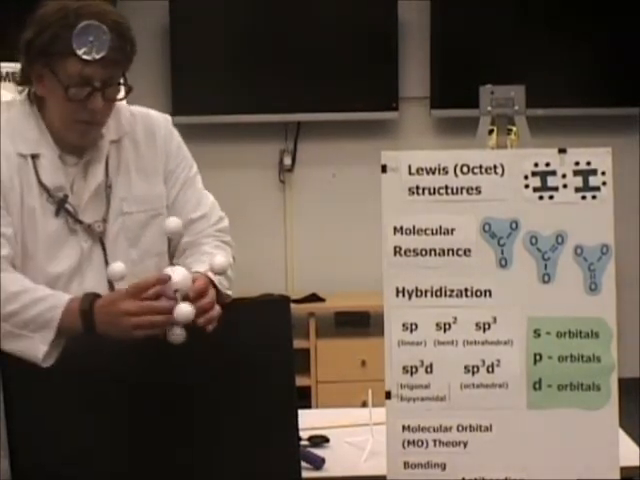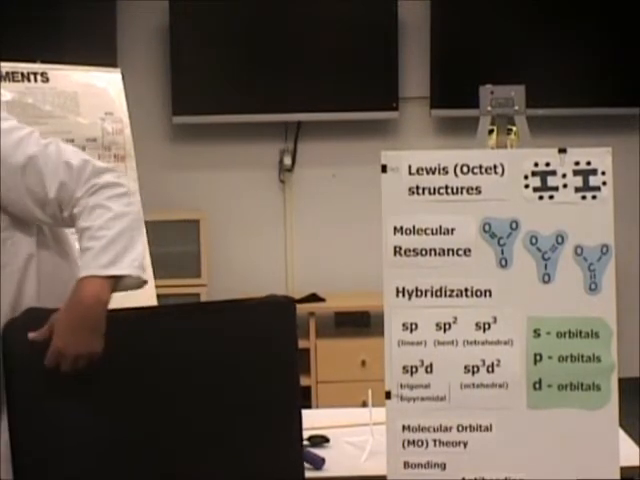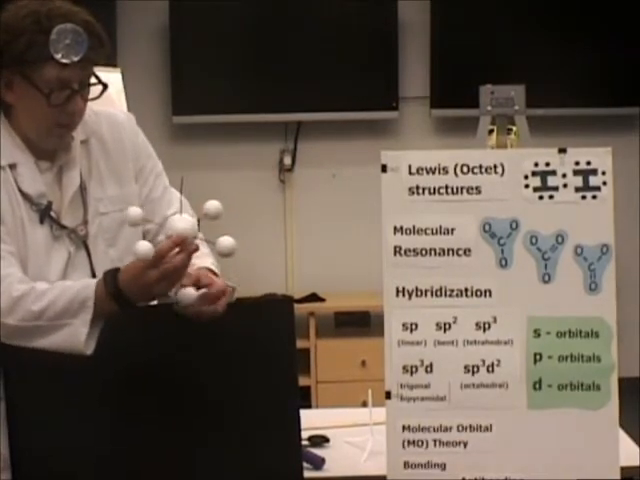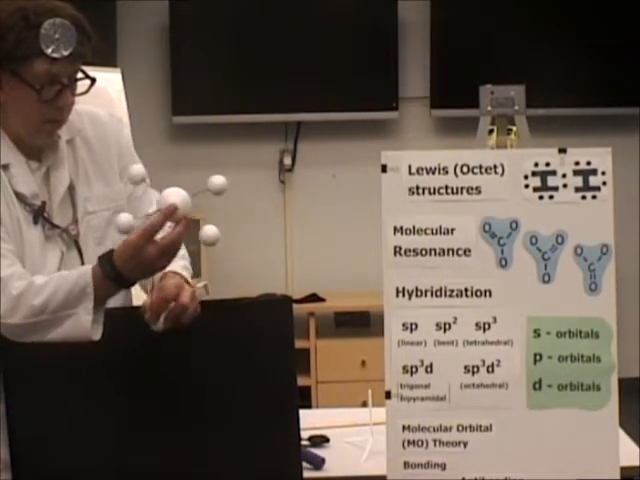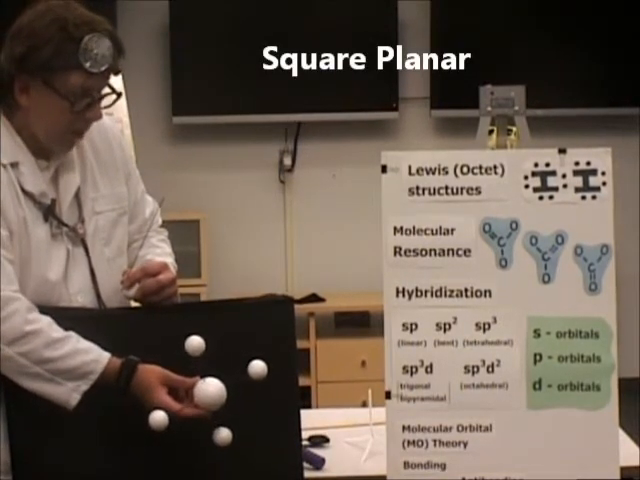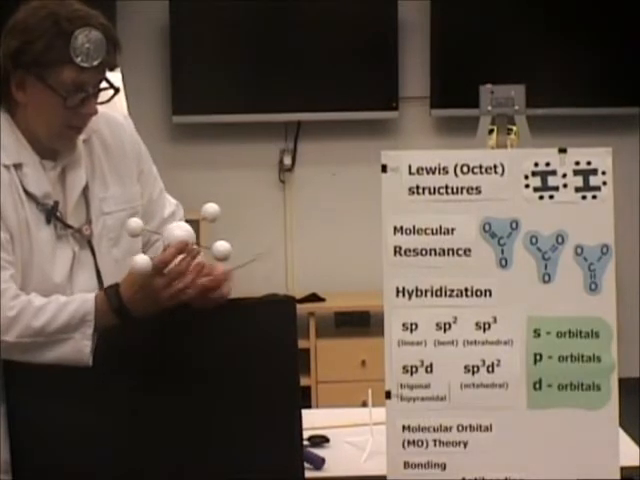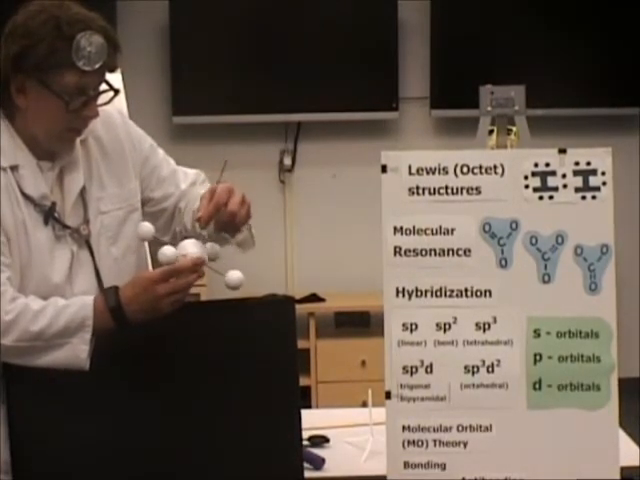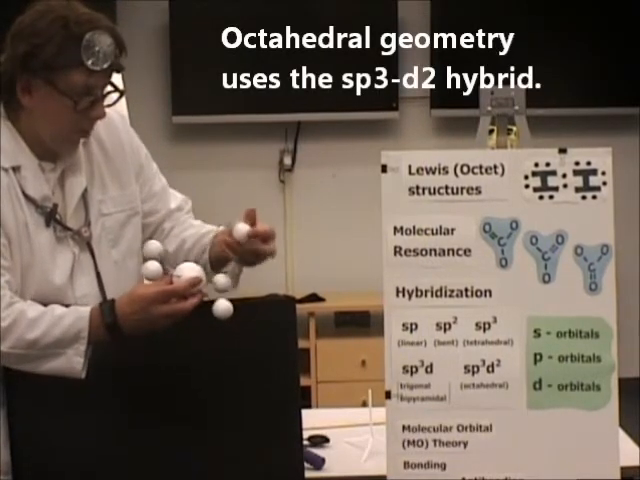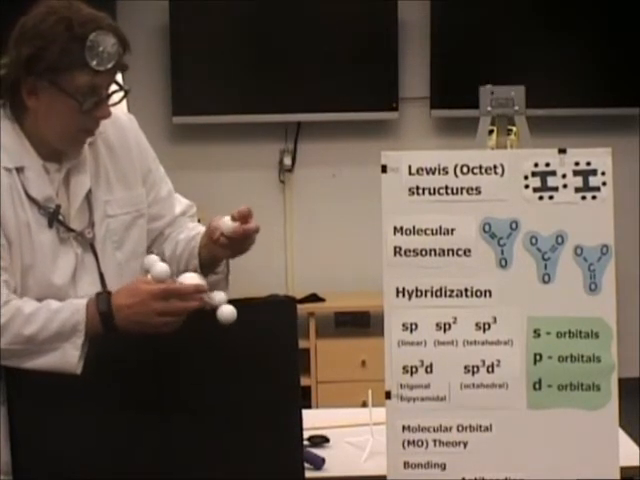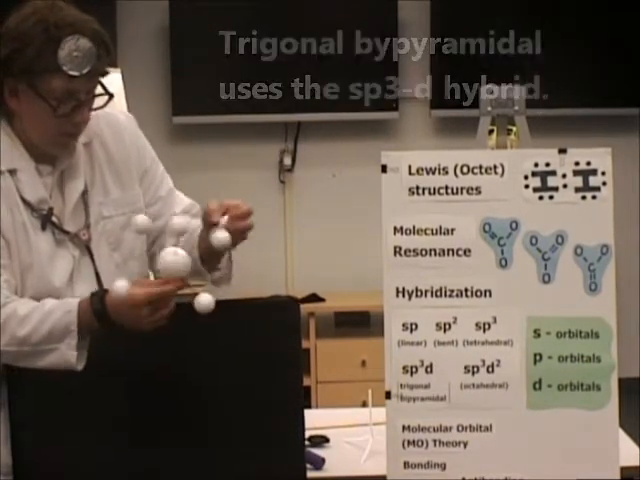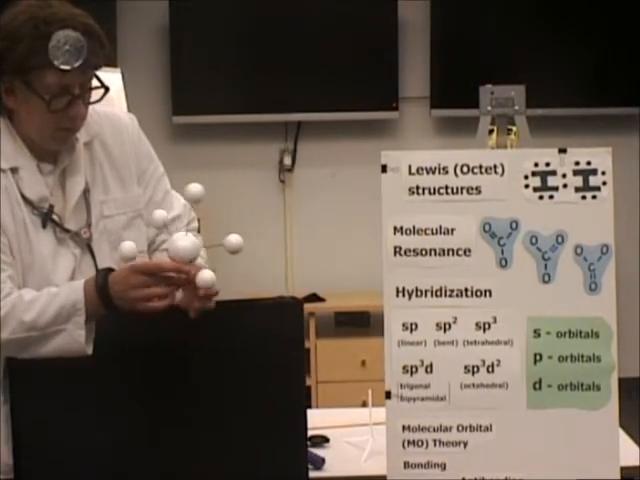All right, and we can start with something like this. I am going to take off these axial atoms. So we're starting with the square planar structure, all right? Here we're going to need 2 d orbitals to put together the octahedral. All right, so this would be sp3d2, whereas the trigonal bipyramidal would be sp3d. All right, so we would be using various sp and d orbitals for these structures.